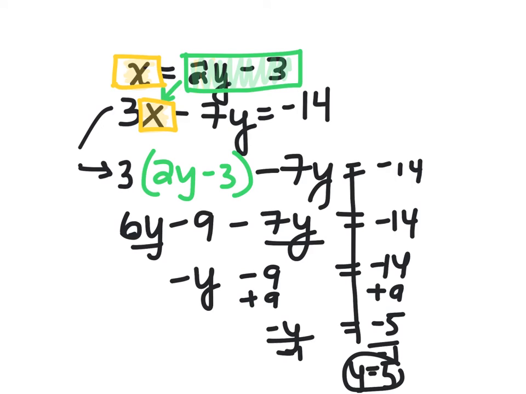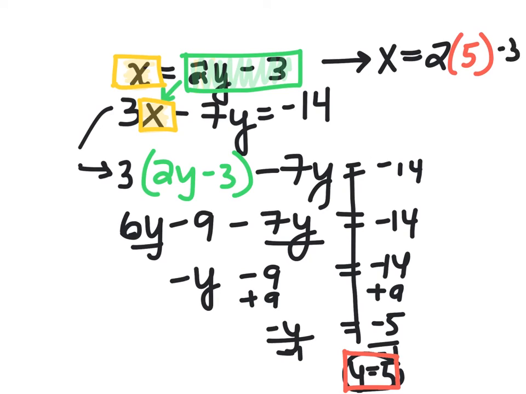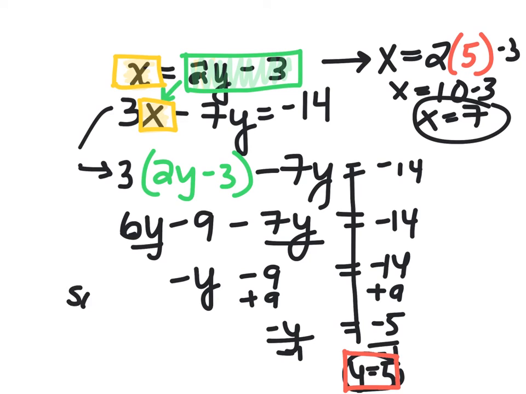So that gives me y, and then I need to find x by taking this equation, and instead of using y, I'm going to replace it with what y is, which is 5. So I get that x equals 2, instead of y I replace it with a 5, minus 3, and that gives me 10 minus 3, which gives me that x is 7. I finish this problem by writing my solution as an ordered pair, (7, 5).